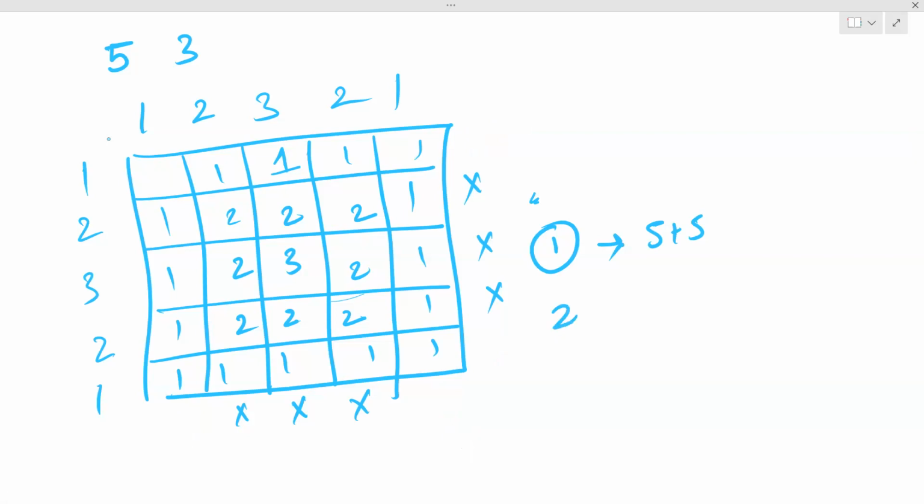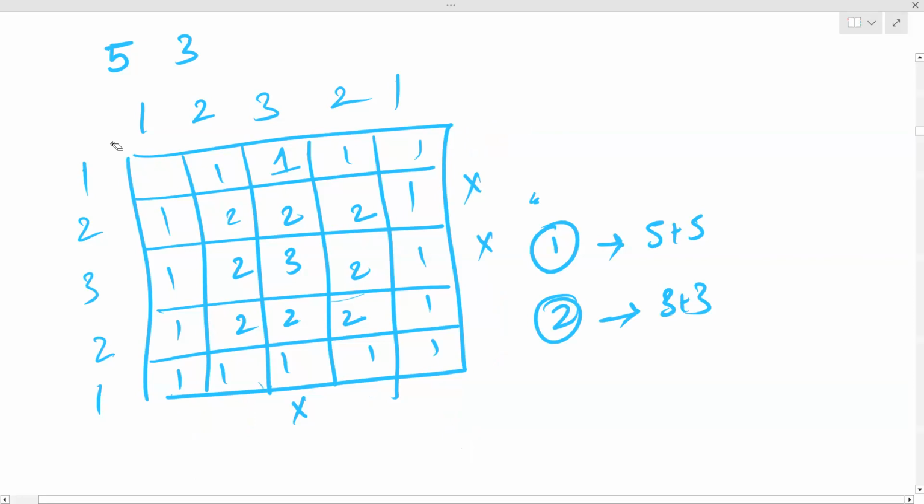For 2, what is the answer? Maximum row minus minimum row, so it is 3 plus 3. Now I don't have these with me either, as I'll remove all the rows and columns in which 2 was there. So for 3, what is the answer? For 3, it is 1 plus 1.